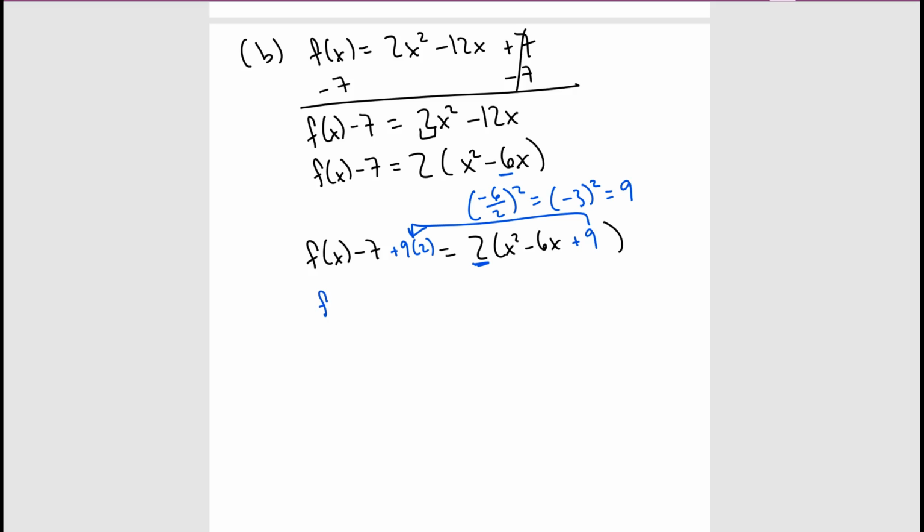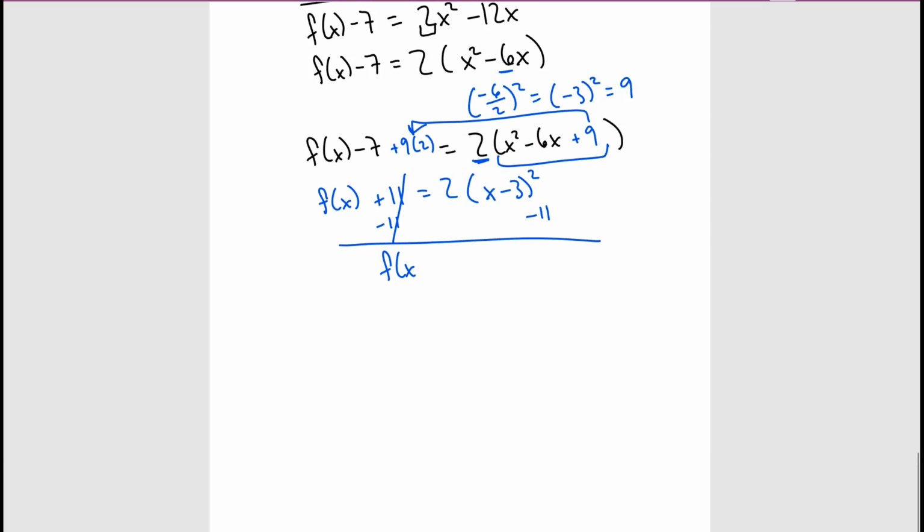So now I have f of x, and then I'm going to take negative 7 and add it to 9 times 2, which is 18. It's going to give me positive 11 equals 2. And then this is just a perfect square, which is just (x minus 3) squared. And now I finally just subtract 11 from both sides, and I get f of x is equal to 2(x minus 3) squared minus 11. And that's the final answer. Okay.